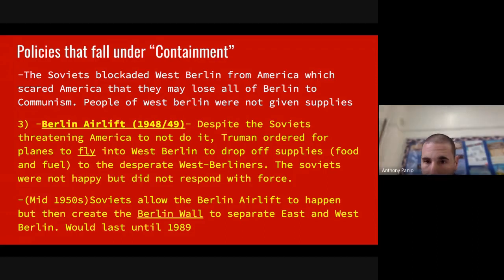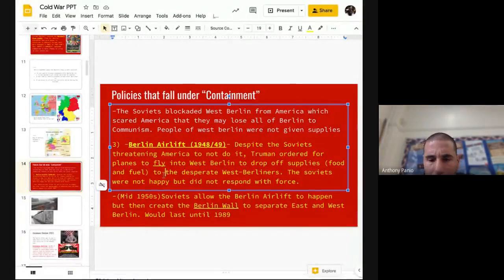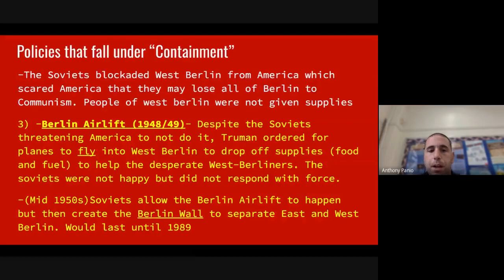All right. So, sorry, I have a typo here. I just fixed this slide up a little bit before, I just didn't proofread it. So try and help the desk for West Berliner. Sorry about that.